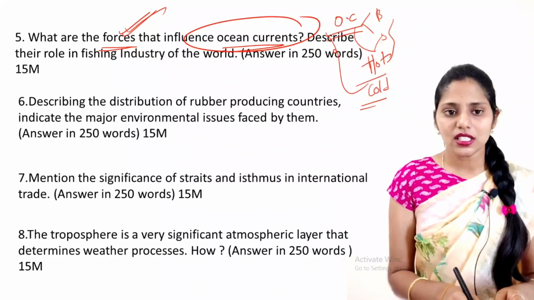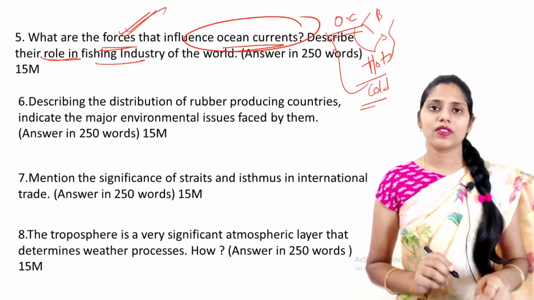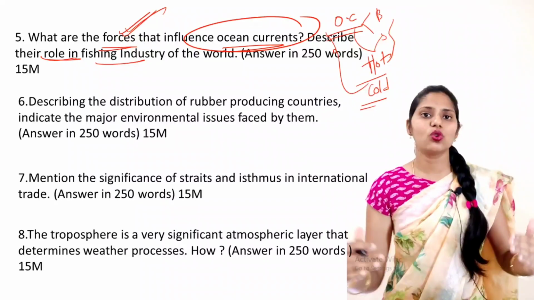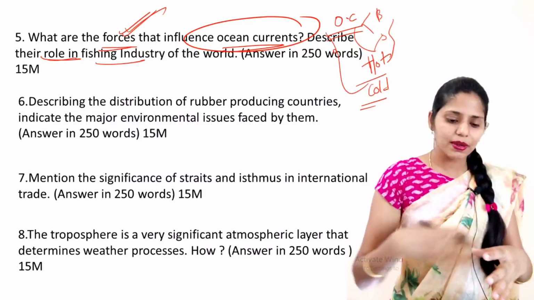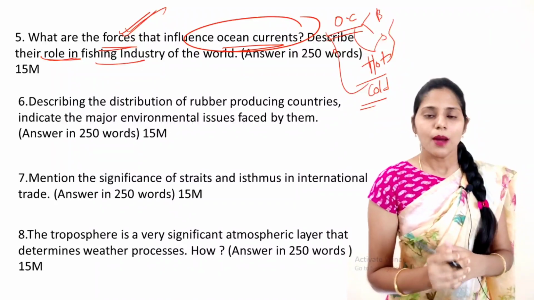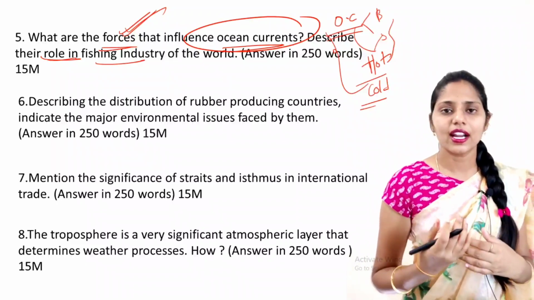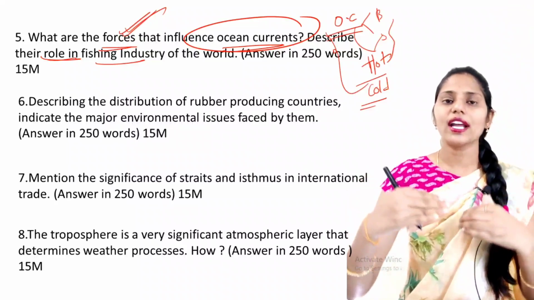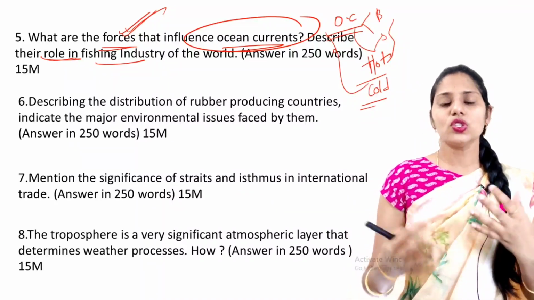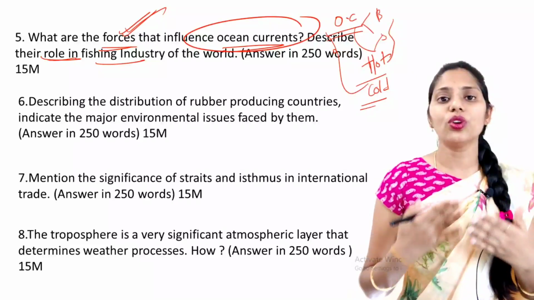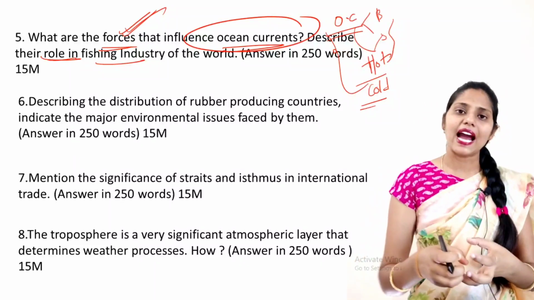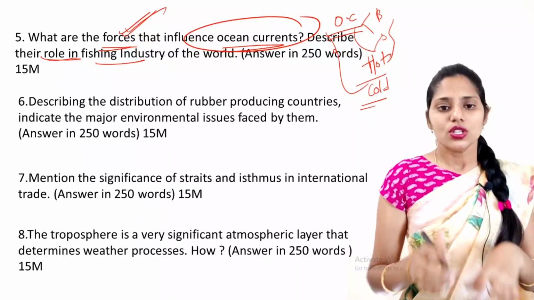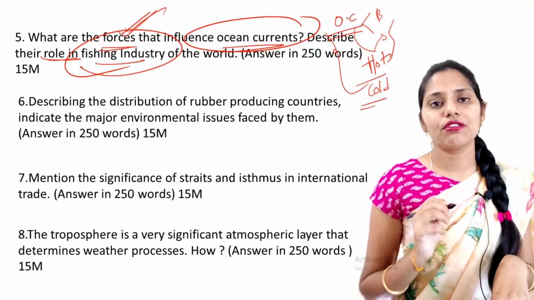And next one here is, describe their role in the fishing industry. One thing you have to remember here is that whenever warm ocean currents and cold ocean currents meet, they become the best fishing zones, because there will be upwelling of water and it is very rich in nutrients. Whenever these hot and cold ocean currents meet, that is also a favorable condition for the growing of plankton. For this plankton, most of the fishes will come there for their food, so they become the best fishing grounds.